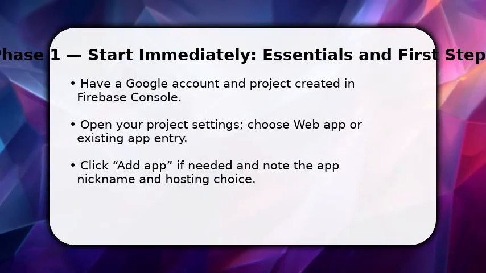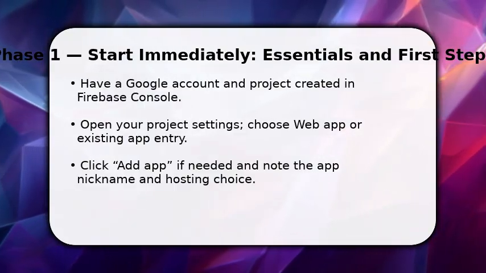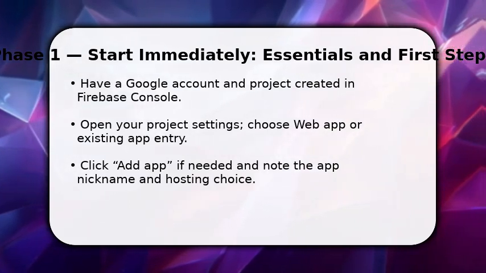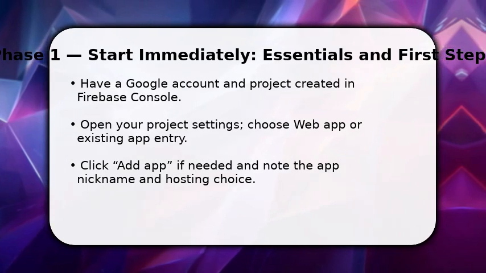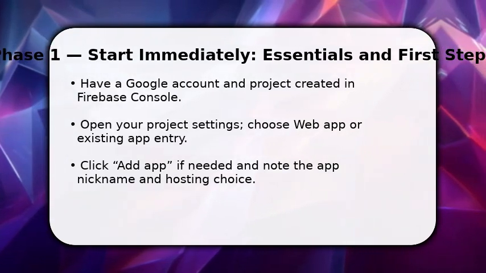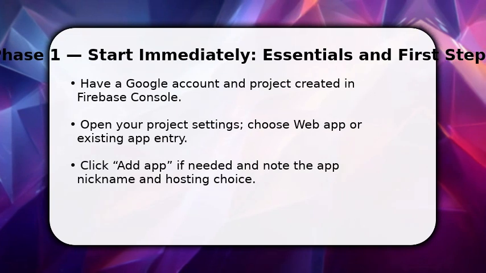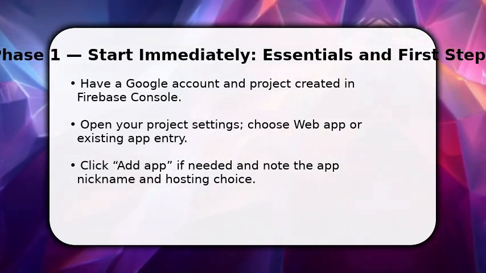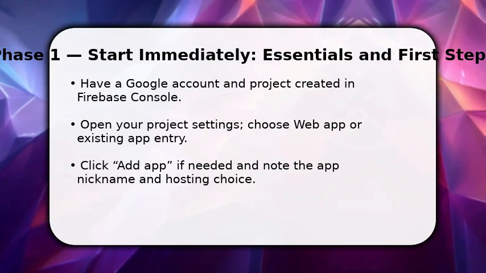Enjoy the video. You begin by opening the Firebase console and selecting the project you already created. Once there, open Project Settings and pick the Apps tab. You need to register a web app or select an existing platform app. Click Add App if no entry exists, give it a clear nickname, and choose whether you want Firebase hosting.